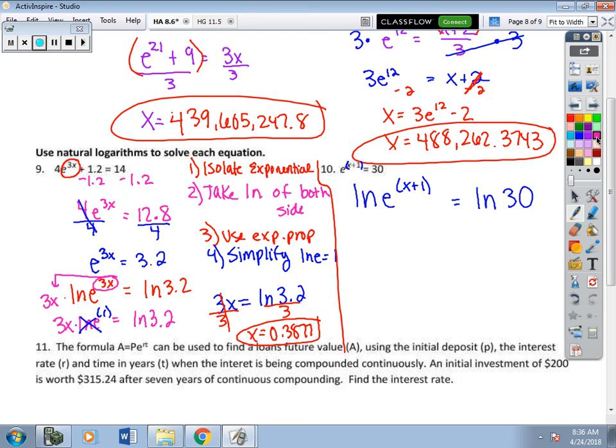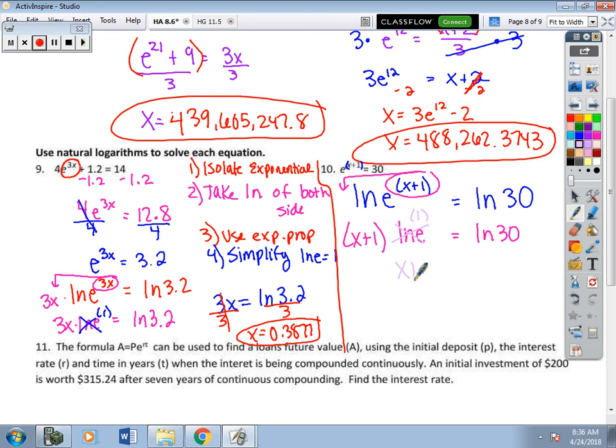Use our properties of exponents, power property to move that out front. Now, if you forget that the natural log of e is 1, you could divide by the natural log of e and then subtract 1. It will work, but it's just a lot easier to get rid of that because that's just 1.